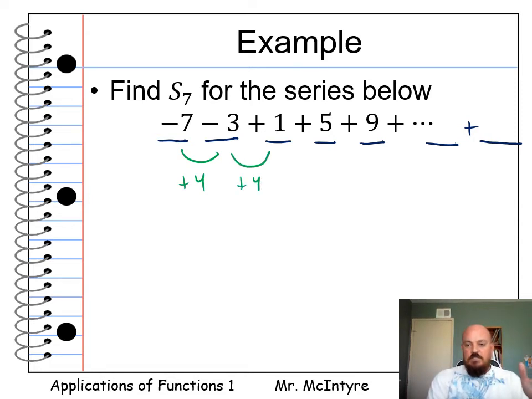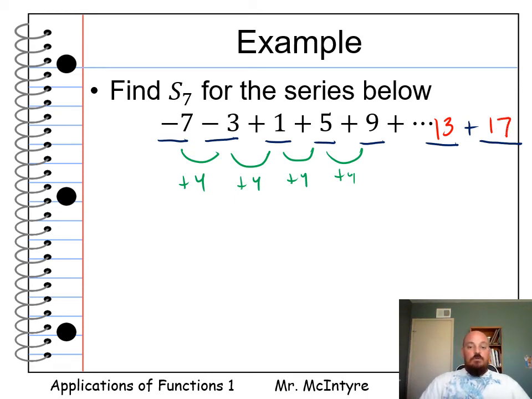It's a little harder to see with the negative numbers, but yes, -7 plus 4 is -3. -3 plus 4 is 1. And once you get to the positive numbers, it's a little easier to recognize. 1 plus 4 is 5. 5 plus 4 is 9. So we found our pattern, and all we have to do is keep adding 4 to get as many terms as we need. In this case, we need 2 more terms. So 9 plus 4 is 13, and 13 plus 4 is 17.